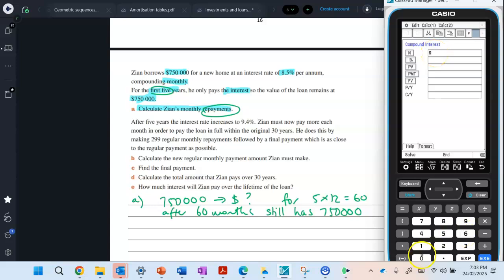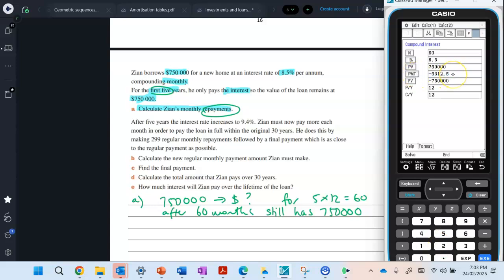So 5 times 12 is 60. Your interest rate is 8.5. Your principal value, so it's a loan, so it's going to be positive, so 750,000. Payments, what we're working out. Oh, why did I do 60? Oh, it doesn't actually matter. Because he's doing it for 60 months, but remember we could put any number there that we like. All right, and PY is 12 and 12.